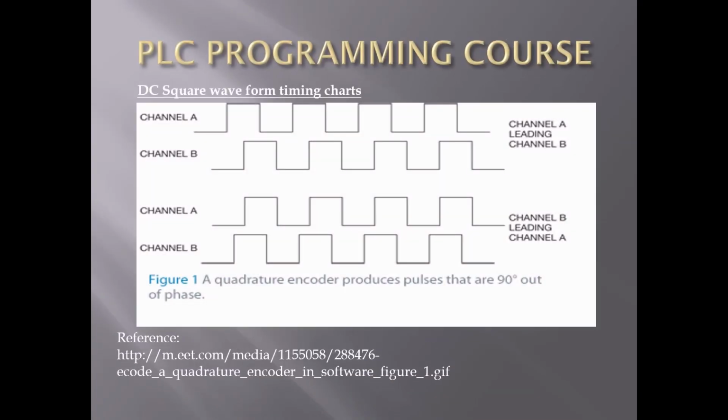Again, here's an encoder when we're talking about a DC square waveform, channel A, channel B. Doesn't matter what the resolution of the encoder is, you would have an A leading B by 90 degrees. And if B leads A, then you're going the other direction.